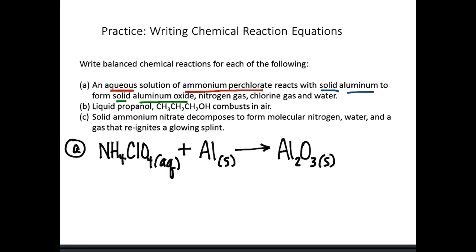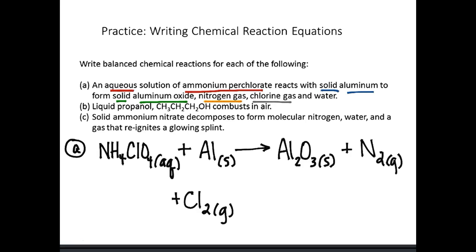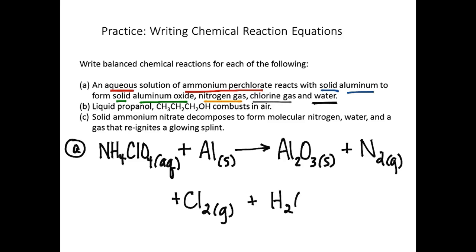And then we also form nitrogen gas. Nitrogen is one of the diatomic elements, and so you have to write N2 with a (g). Chlorine is also diatomic because it's one of the halogens, and you do need to know that. So that's Cl2 with a (g) in parentheses. And then water, you assume is liquid water, so plus H2O (l).